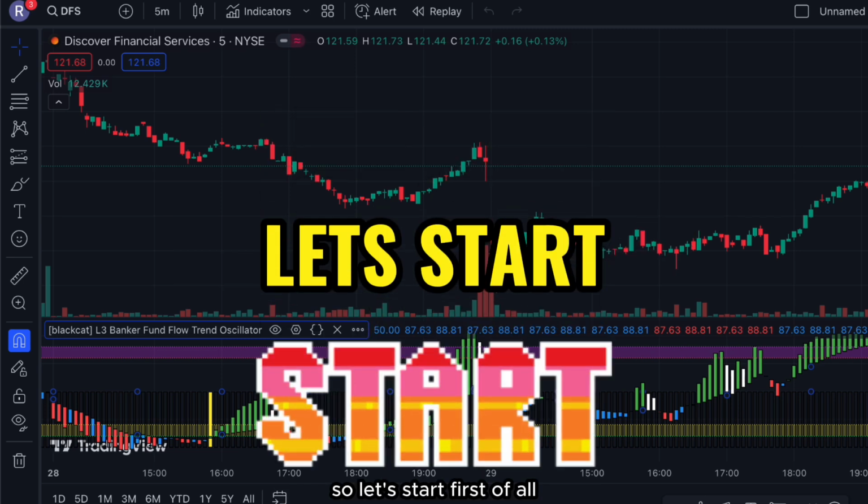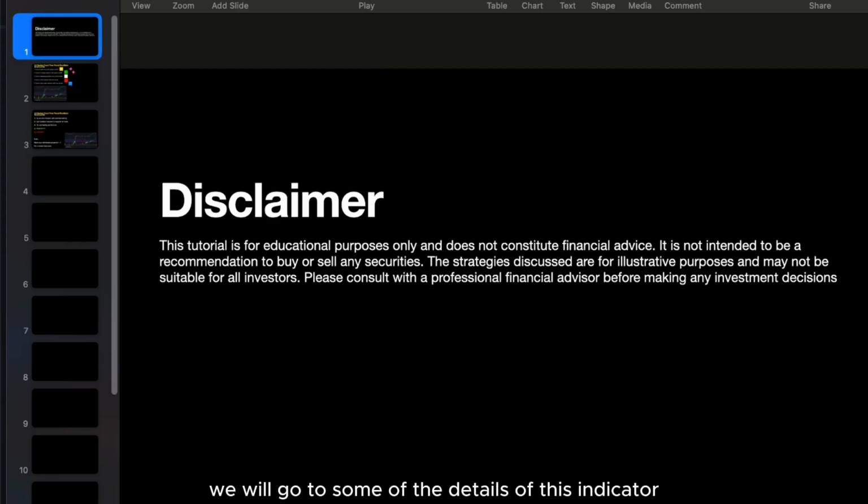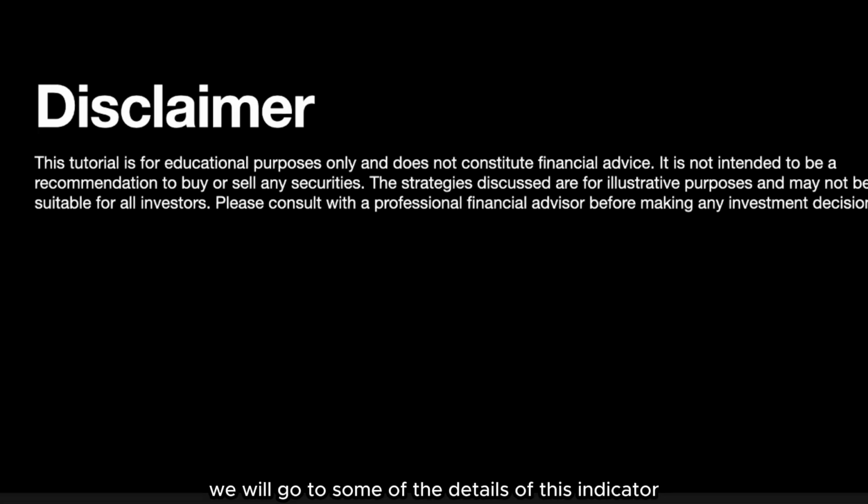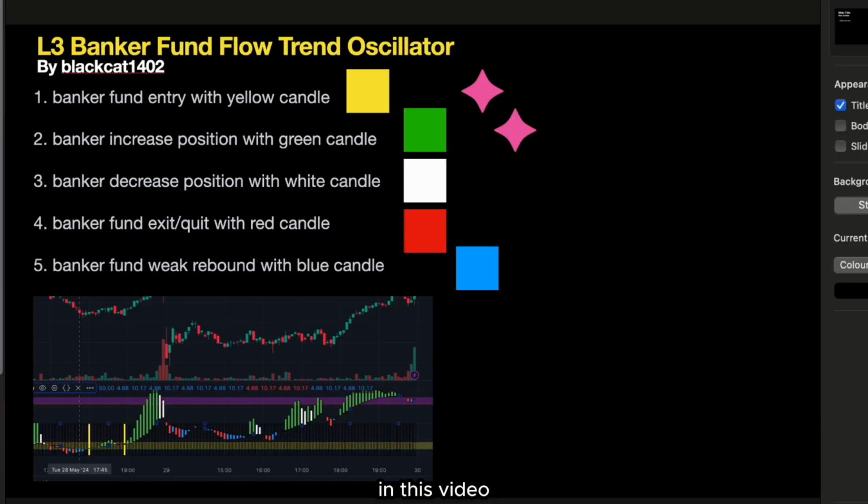So let's start. First of all, we will go through some of the details of this indicator. As a disclaimer, this tutorial is for educational purposes only and does not constitute financial advice. In this video, we are going to use the L3 Banker Fund Flow Trend Oscillator by Backcat1402.